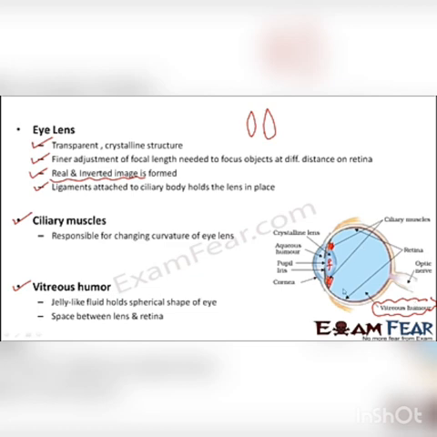Now why do we need so much of fluid? Now this fluid is not more of water, it is more jelly-like, so it has less water content. But it fills this entire space and thus it helps to maintain the spherical shape of the eye.